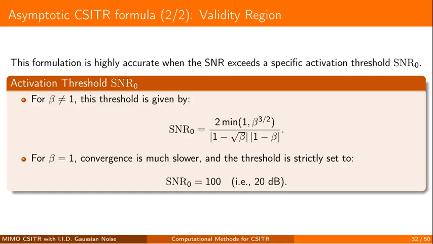For unequal numbers of transmit and receive antennas, this threshold is a simple algebraic function of the aspect ratio, given on the slide. For square systems, where the antenna counts are equal, convergence is much slower, and we set the threshold conservatively to 20 decibels. As we'll see in the figures that follow, the approximation often remains accurate even below these thresholds. The thresholds mark where accuracy is guaranteed, not where it begins.